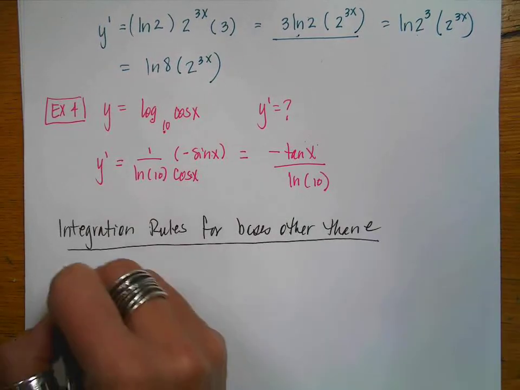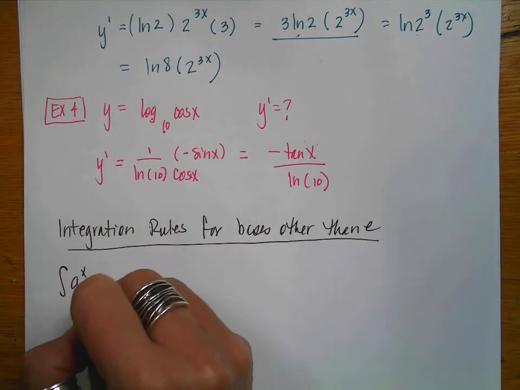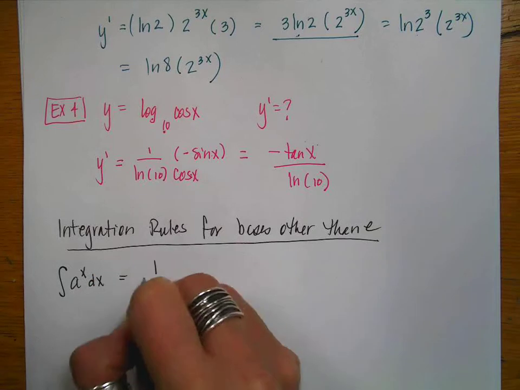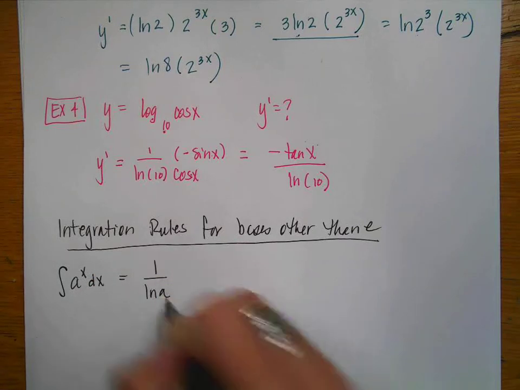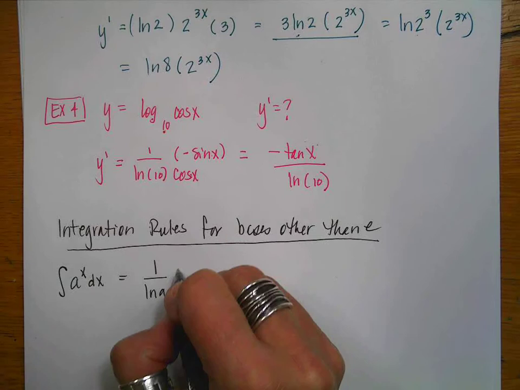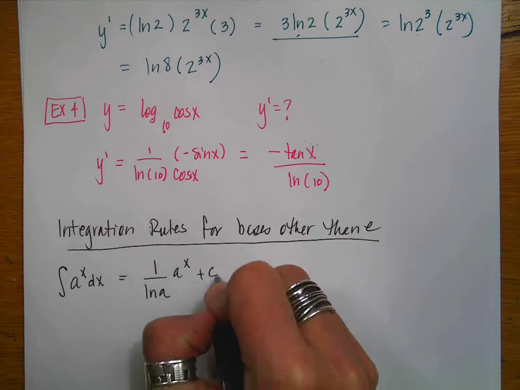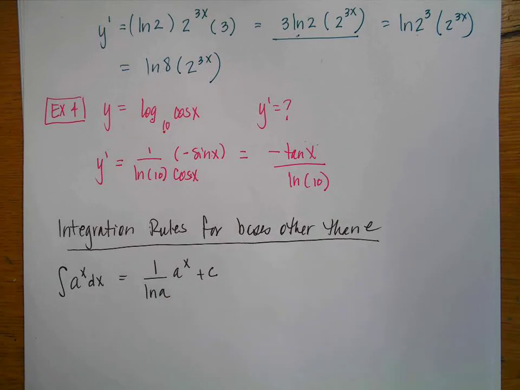Okay, and again, these are all things that are on that formula sheet. It just needs to be added to your memory skills. So 1 over the natural log of a times a to the x plus c. Okay, and then we would have to do u substitution if I have things attached to my x. So let's do another example.